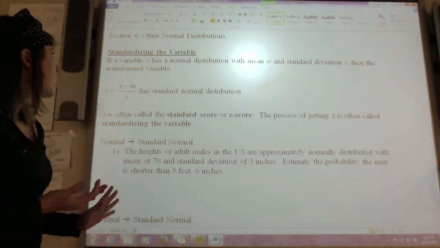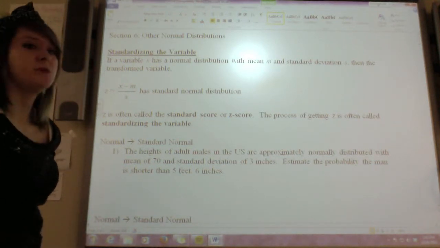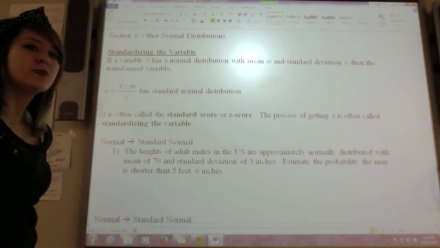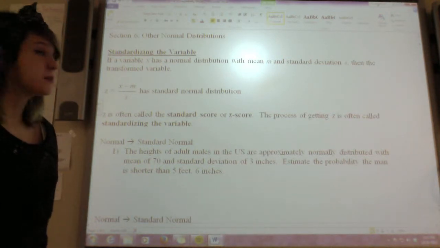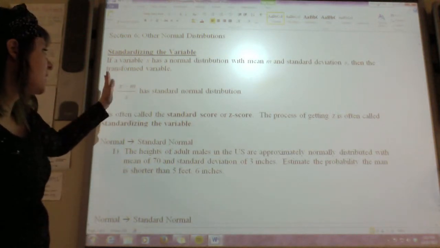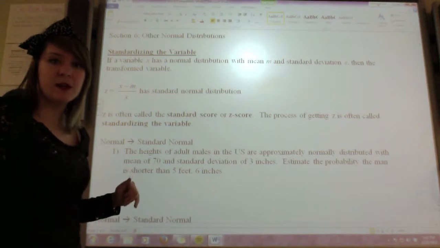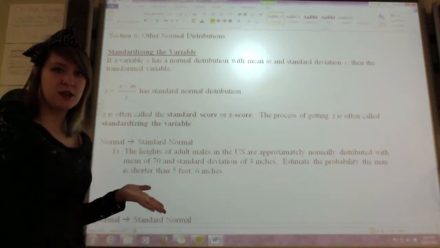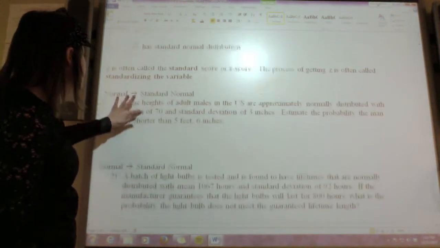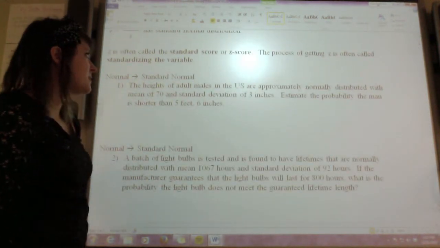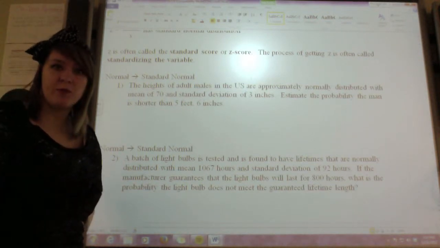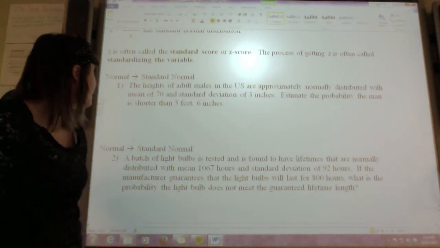So remember that if a variable x has a normal distribution with a mean of m and a standard deviation of s, then the transformed variable using our z-scores is just going to be x minus m over s. So we're taking our number minus the mean divided by the standard deviation, and that's going to standardize our variable so that we can use it with a standard normal curve. Z is often called the standard score or the z-score. The process of getting z is often called standardizing the variable, and we talked about all this in Chapter 3.